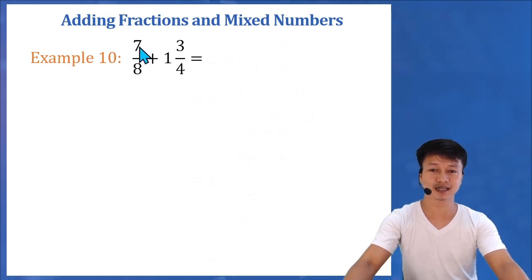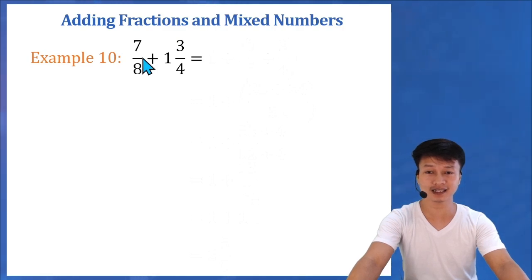Dito, may whole number ba sa 7 over 8? Wala. Kasi nga, isa siyang fraction. So, 0 lang yan. And then dito, may whole number ba ang 1 and 3/4? Meron, which is 1. Plus, dito, i-separate na natin. Yung fraction parts will be added separately. So, 7 over 8 plus 3 over 4.